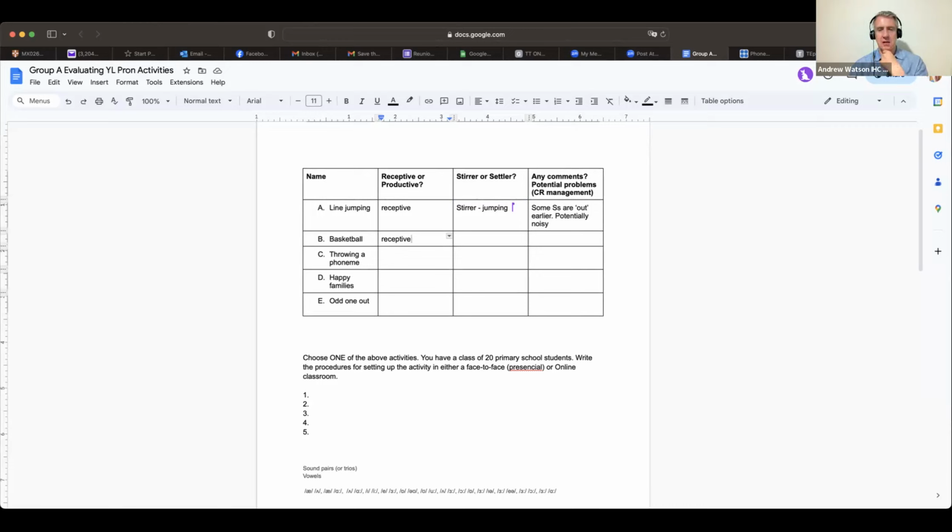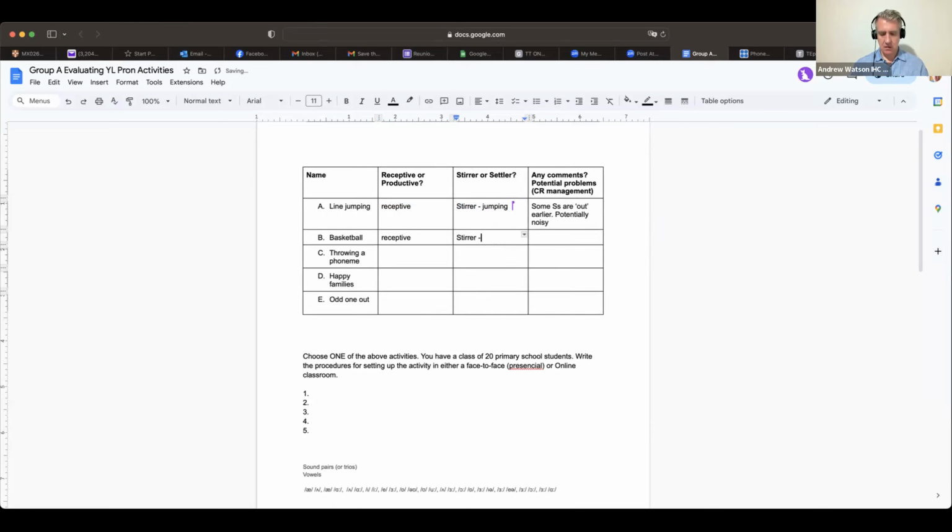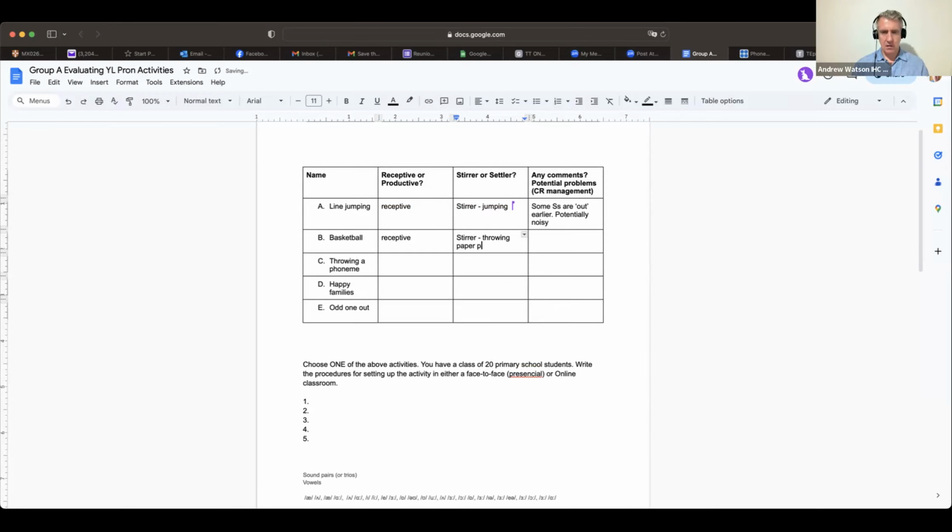Is it stirrer or settler? Stirrer. Yeah. This time it's throwing, isn't it? Throwing paper balls. Any problems? It's the same. It's potentially noisy. Good.